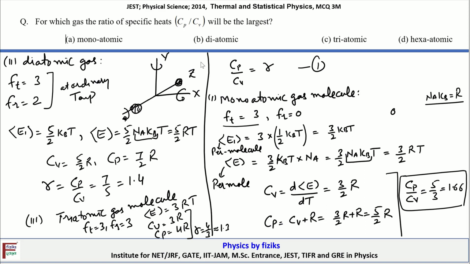which is approximately 1.33. So we notice that for the monoatomic gas molecule it is 1.66, for diatomic it's 1.4, and for triatomic it is 1.33. With the increase in atomicity, that is the number of atoms in a particular gas molecule, the gamma value decreases. Therefore the Cp by Cv value will be largest for the monoatomic gas molecule. So option A is the correct one here.